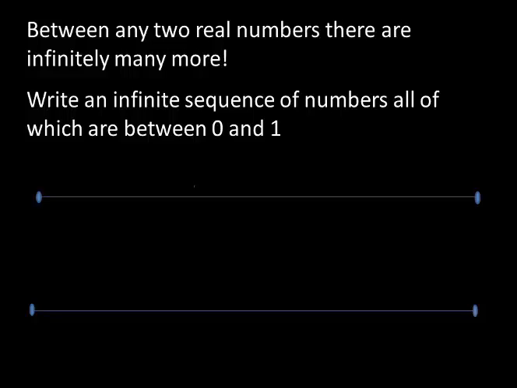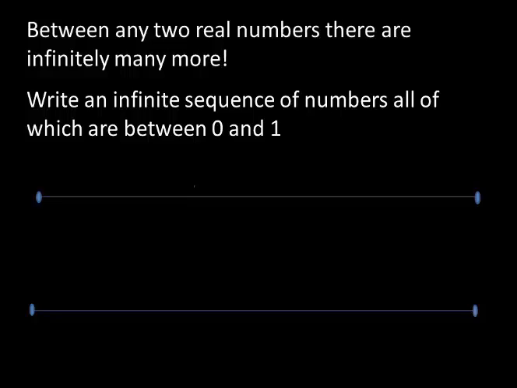And so we see between any two real numbers, between any two decimal numbers, there are infinitely many more of them. So here's a question we might see in the future. Write an infinite sequence of numbers, all of which are between 0 and 1. So they're greater than 0 and less than 1.